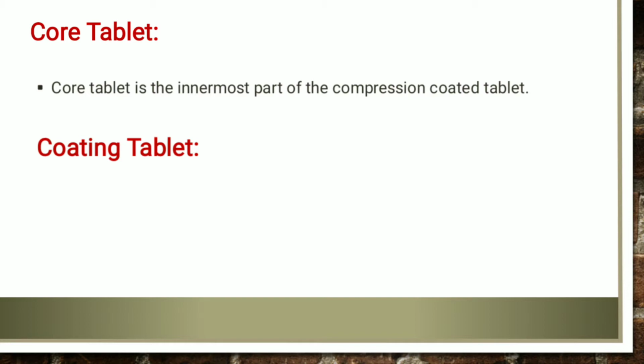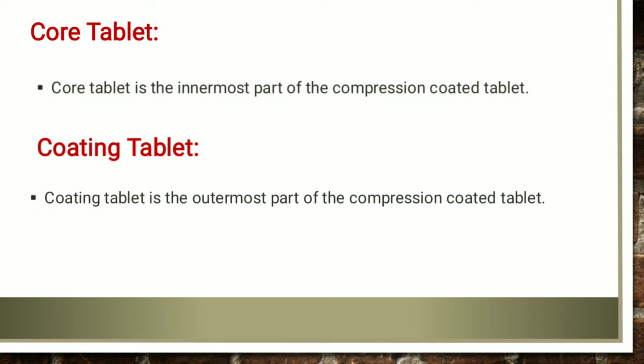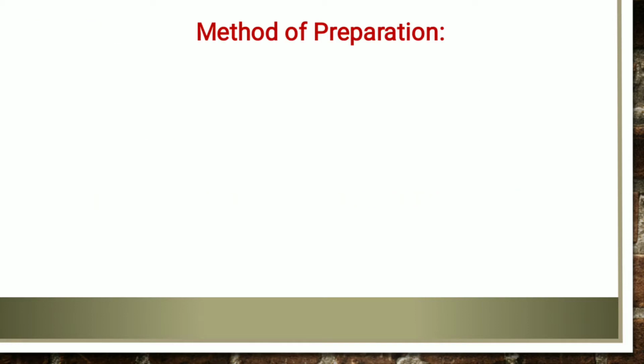Then talking about the coating tablet. So the coating tablet is the outermost part of the coated tablet. This tablet is prepared by compression of the polymer with or without active drug and excipients, depending upon the type of tablet, on the surface of the core tablet. As this tablet is used to coat the core tablet, the name coating tablet is given to it. The coating tablet sometimes may contain drug, to incorporate two incompatible drugs in one tablet having core and coat parts. Then let's talk about the method of preparation.